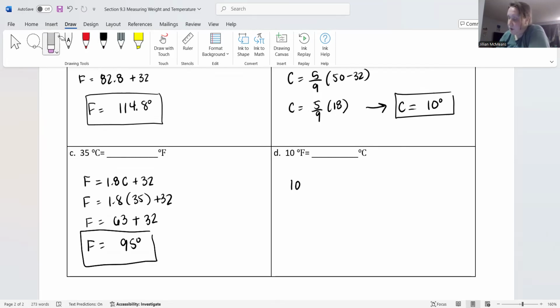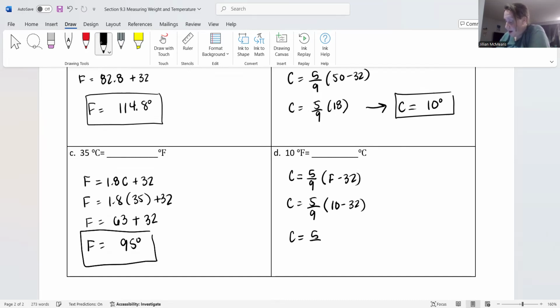So let me actually start with the formula. We want to know what Celsius equals. Celsius equals 5/9 times degrees Fahrenheit minus 32. So we get 5/9 times 10 minus 32. Well, 10 minus 32 is a negative. It's negative 22. So we get 5/9 times negative 22.